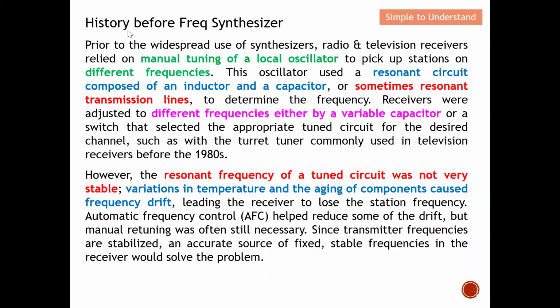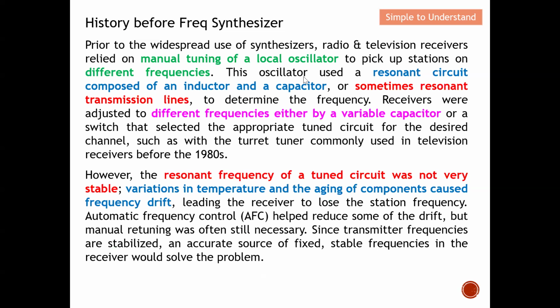Prior to the widespread use of synthesizers, before we had synthesizers, radio and television receivers relied on manual tuning of a local oscillator to pick up stations on different frequencies. So imagine radio and television, they have different frequencies to broadcast different programs, different so-called radio broadcasts. So in order to tune to the desired station, what we do is manual tuning of this local oscillator so as to tune it to the correct station that you want to pick up.